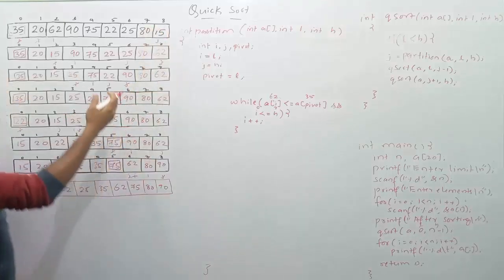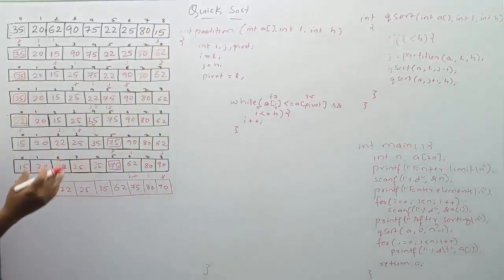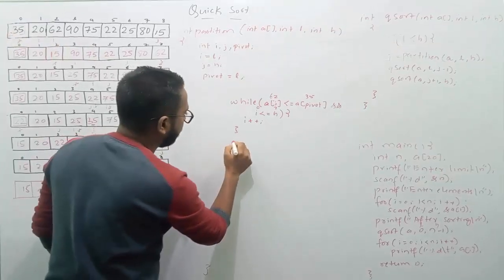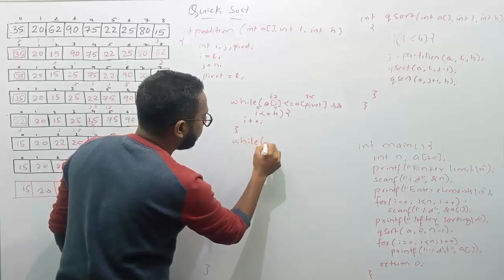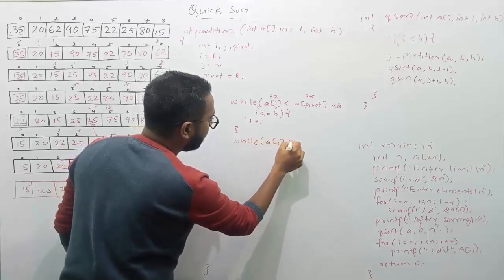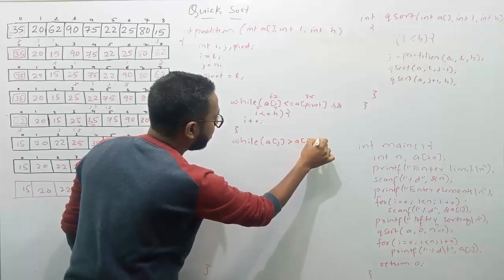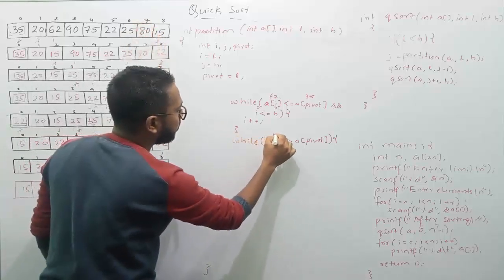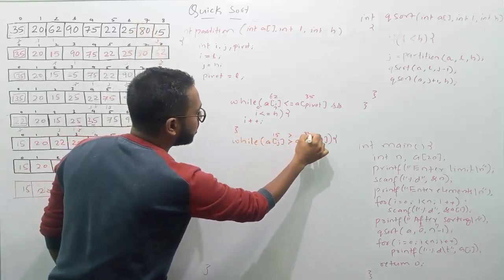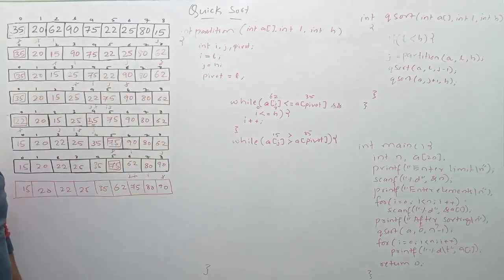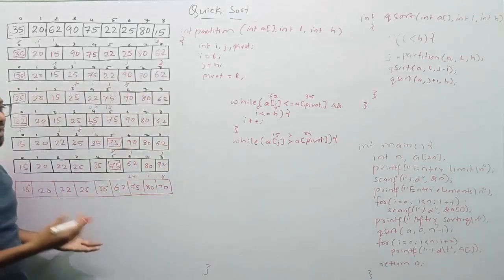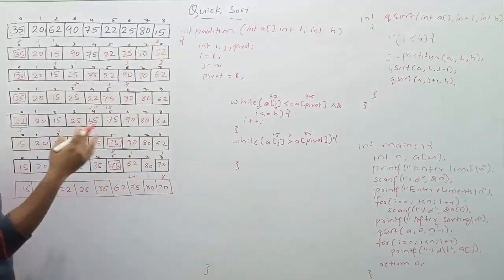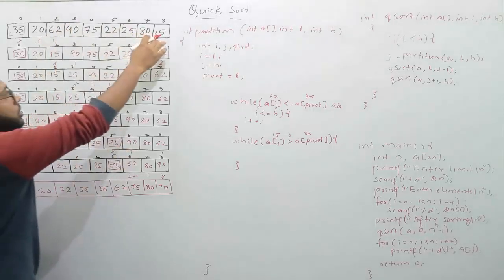Now we need to check from the right side. As long as I find any item which is greater than 35, I need to again use a while loop. While array of j is greater than array of pivot: array of j is 15, array of pivot is 35. 15 is greater than 35? No, the condition becomes false. So nothing will happen and j will be placed there itself. So now we have found the position of I and the position of j.